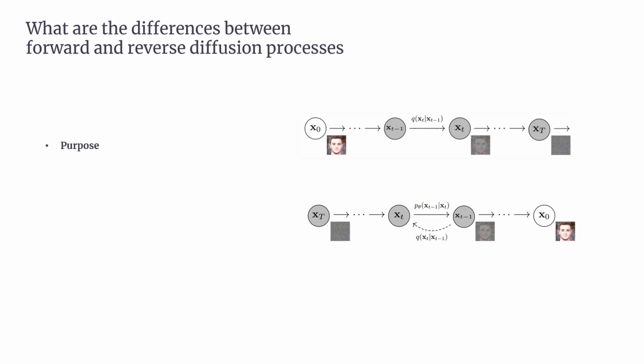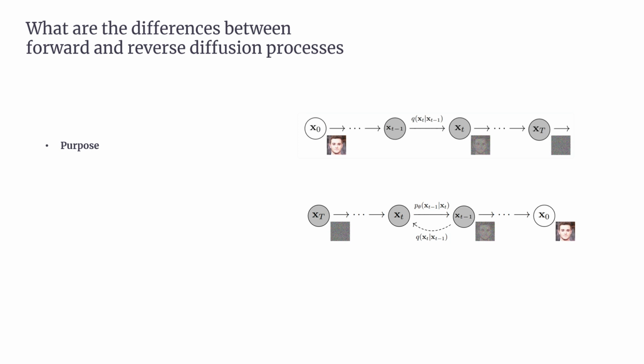Now let's compare and contrast the forward and reverse diffusion processes in diffusion models. Both are crucial to how these models work, but they serve very different purposes. Understanding their main differences will give us a clearer picture of how diffusion models operate.